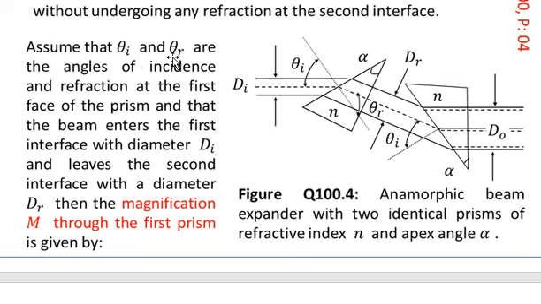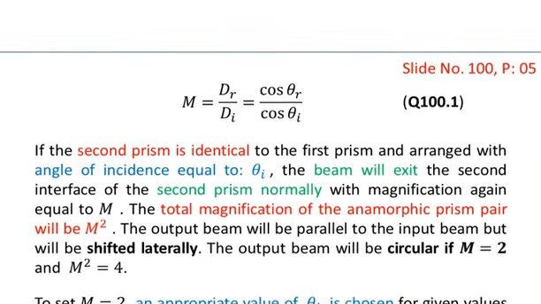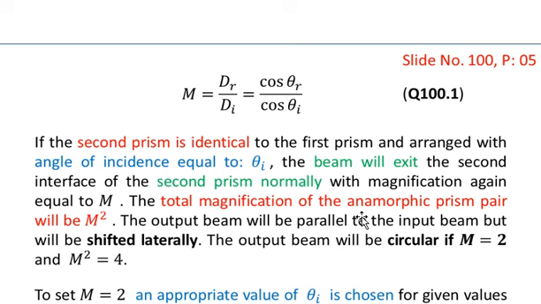Assume that theta i and theta r are the angles of incidence and refraction at the first face of the prism, and that the beam enters the first interface with the diameter di and leaves the second interface with the diameter dr. Then the magnification M through the first prism is given by, now you see, what will be the magnification through the first prism? That is what we can write as given in equation number 1. So the magnification of the system is M is equal to dr over di.